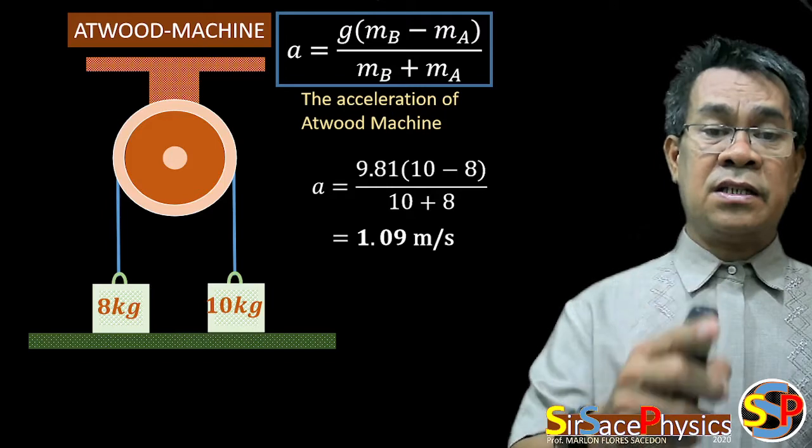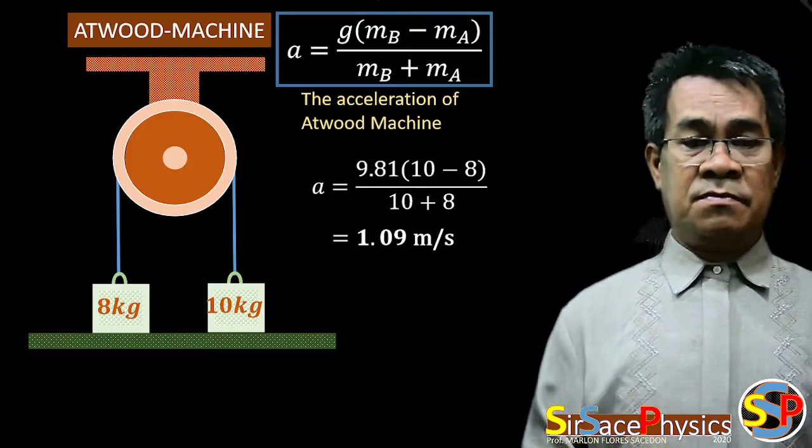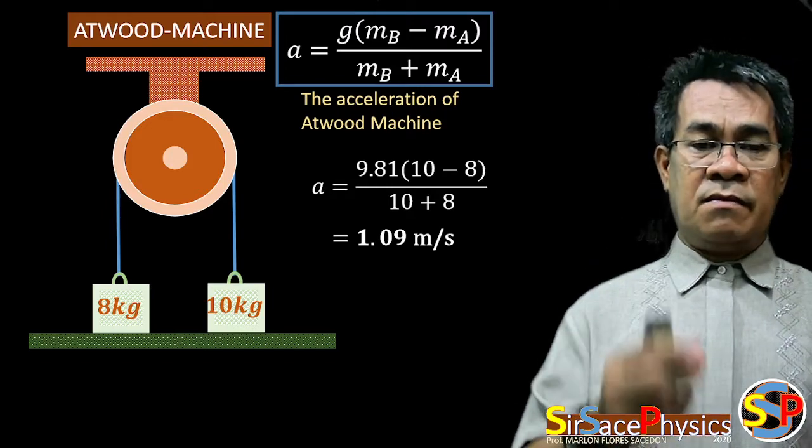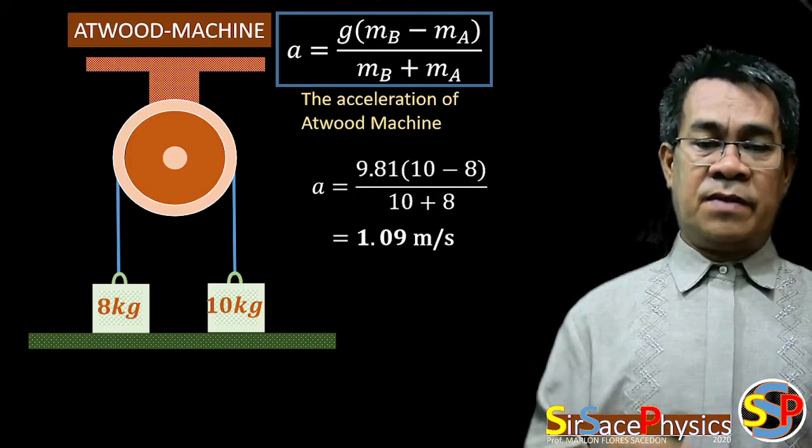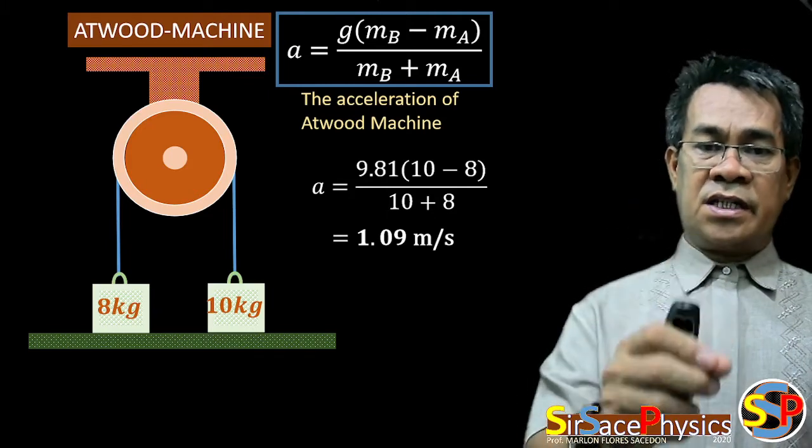Sorry, that's meters per second squared. Kindly correct the unit because it is the acceleration. Meter per second is for velocity. So please change it to meters per second squared.